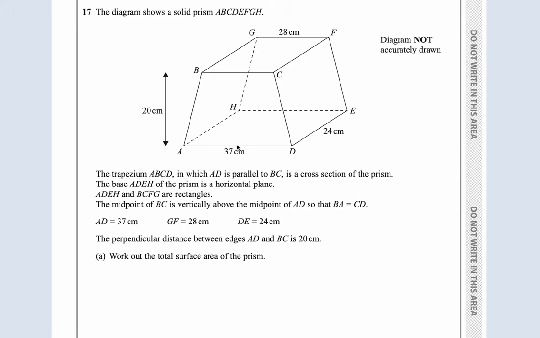So she's giving me this distance here. It's from the middle of AD to the middle of BC is 20, right? That's a new distance. Work out the total surface area of the prism. Oh, sorry, he's given that distance here, right? I don't need to put that. Okay, the total surface area.